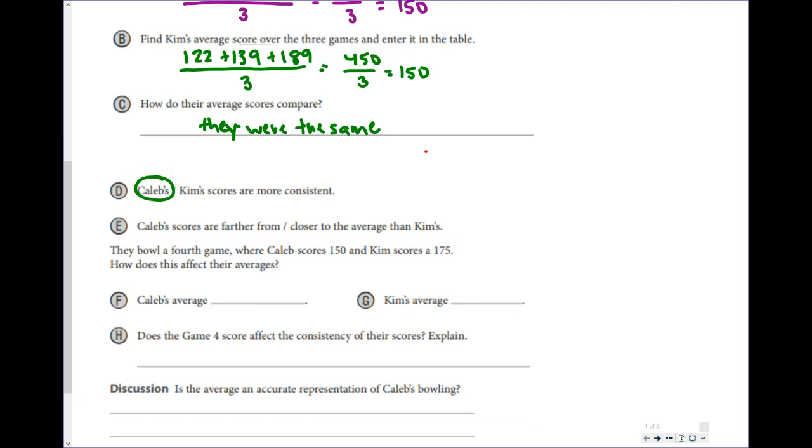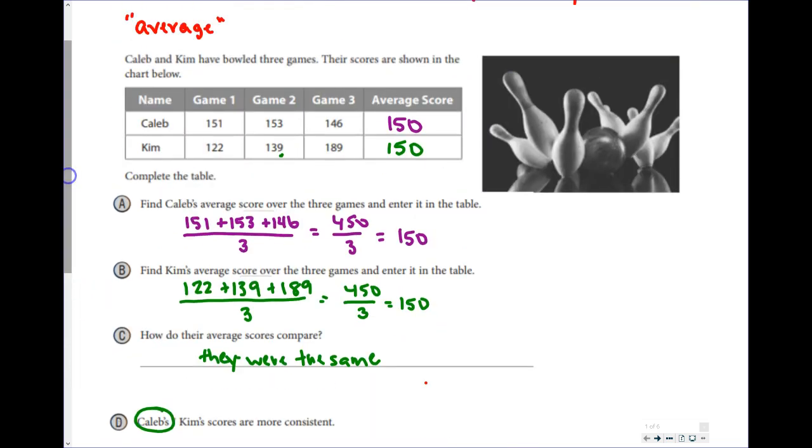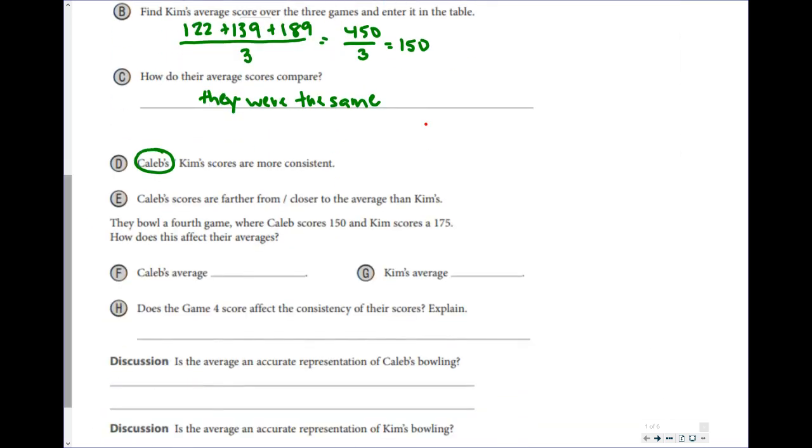Letter E, Caleb's scores are farther from or closer to the average than Kim's. Caleb is definitely closer to the average. Look, 151, very close to 150. 153, close to 150. And 146 is close to 150. But Kim, she's got a 122 and a 139, which aren't as close to 150 as Caleb. And especially 189 is not close to 150. So Caleb's scores are definitely closer to the average than Kim's.